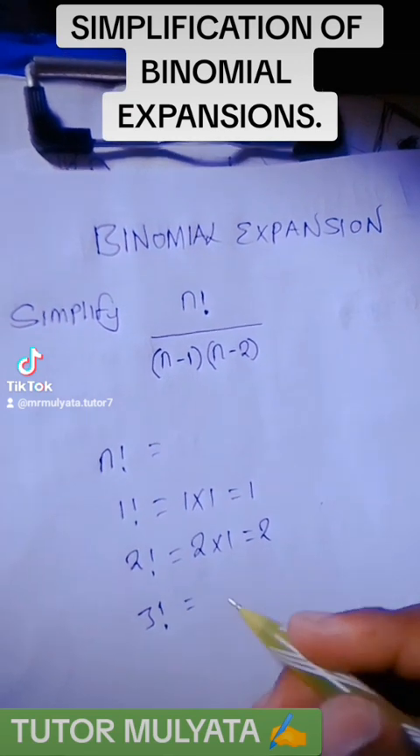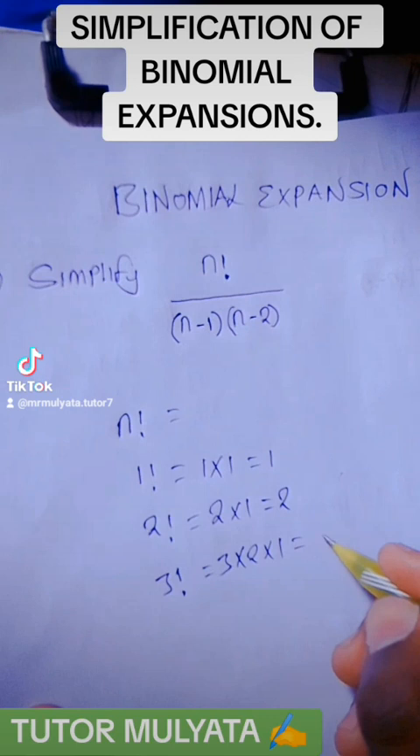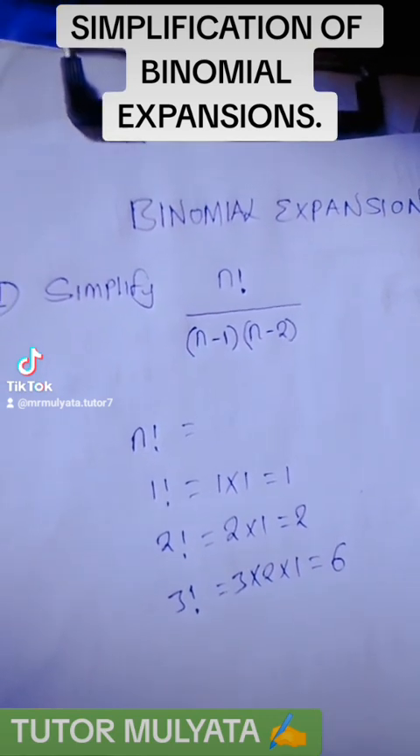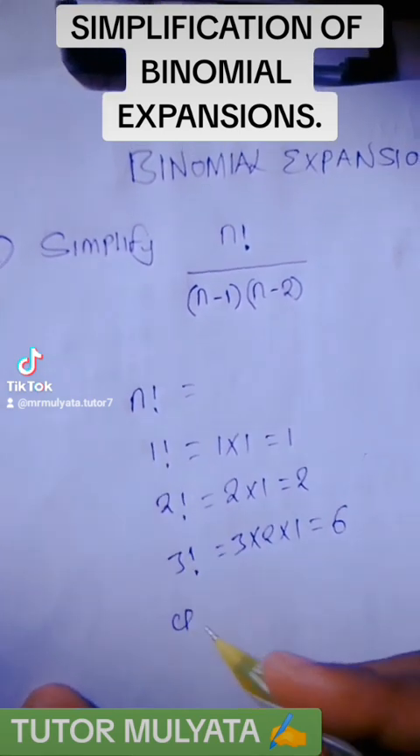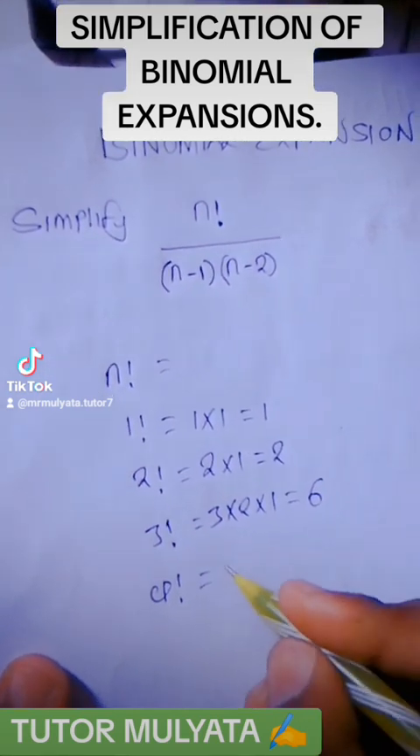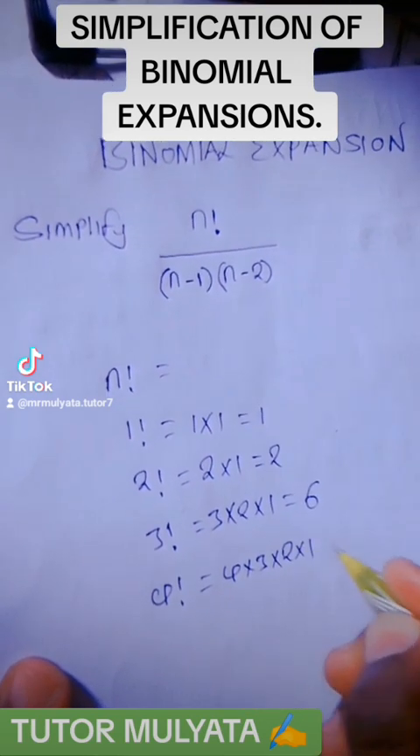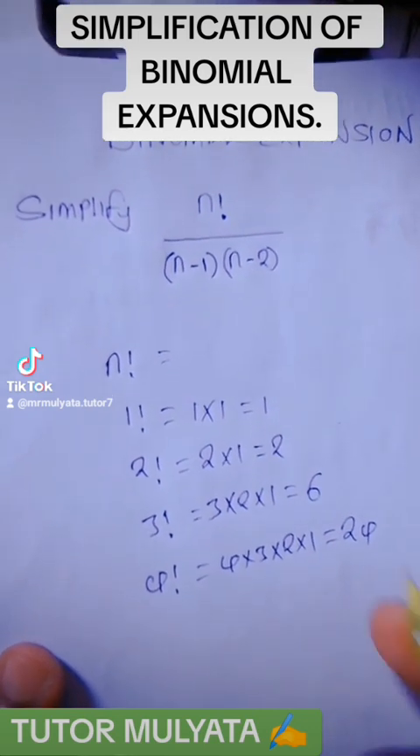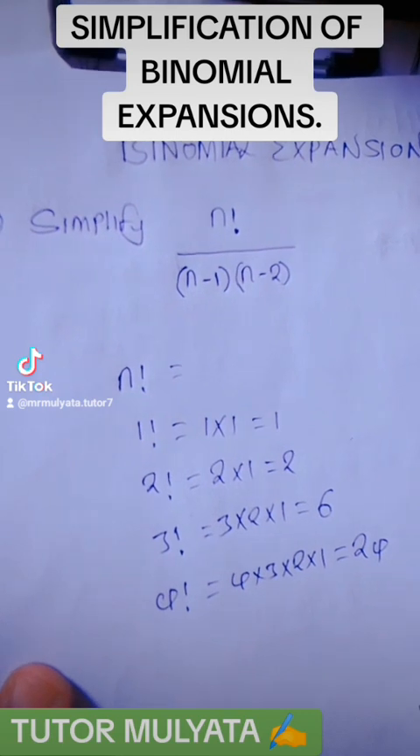How about 3 factorial? 3 factorial simply means 3 times 2 times 1, which gives us 6. We are just descending by 1: 3, 2, 1. So 4 factorial gives us 4 times 3 times 2 times 1, which is 24. So simply, this n is descending by 1.